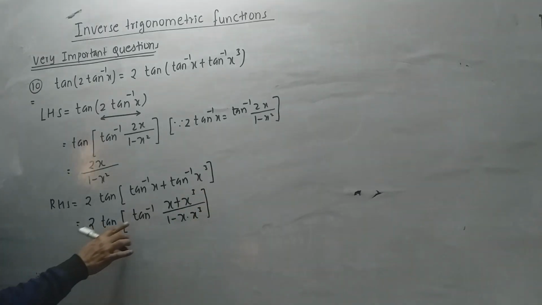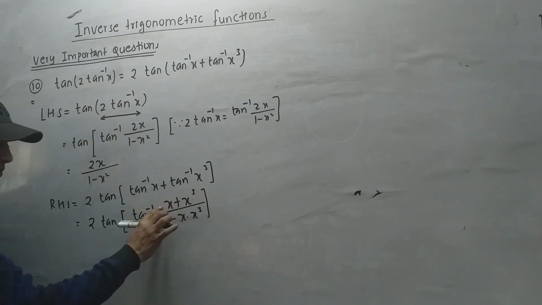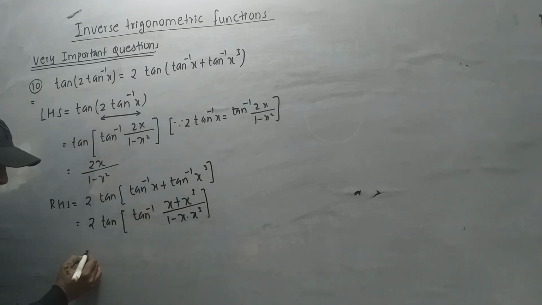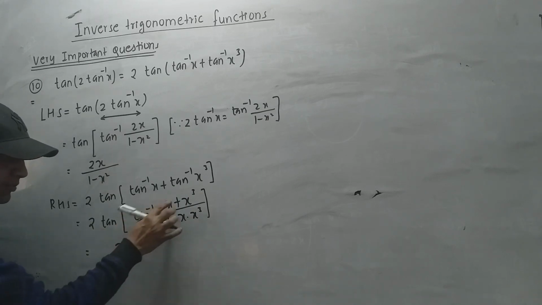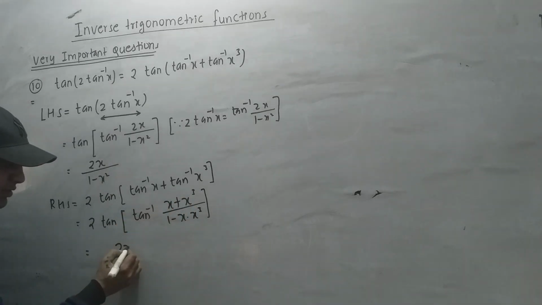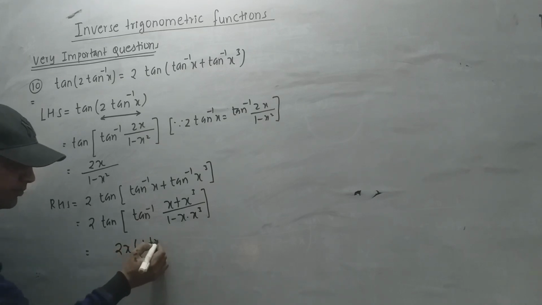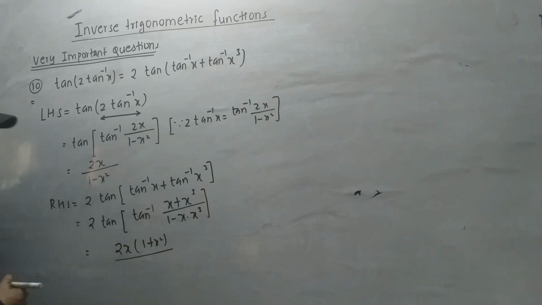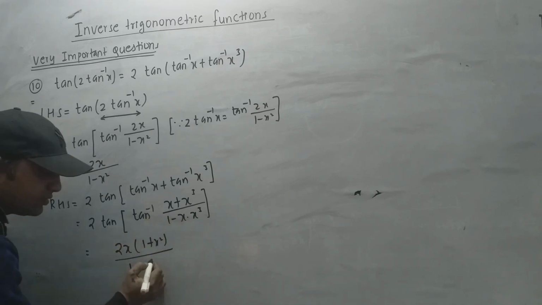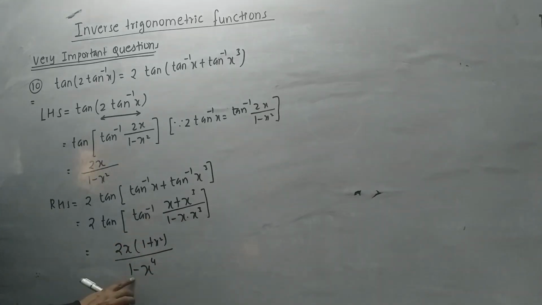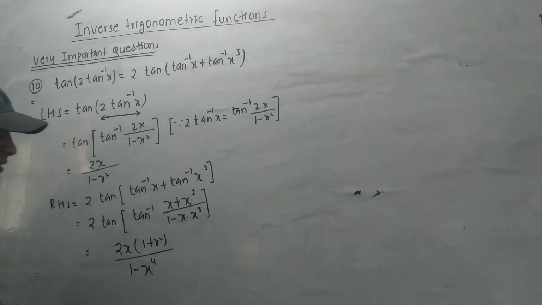Now tan and tan inverse cancel the effect of one another. From these two in the numerator you can take x common. So here it is (1 plus x squared) divided by (1 minus x to the power 4). Now for 1 minus x to the power 4 you can break that into 1 plus x square and 1 minus x square.